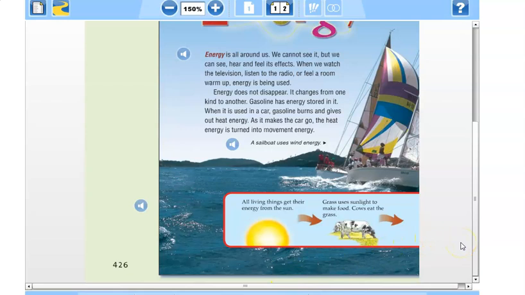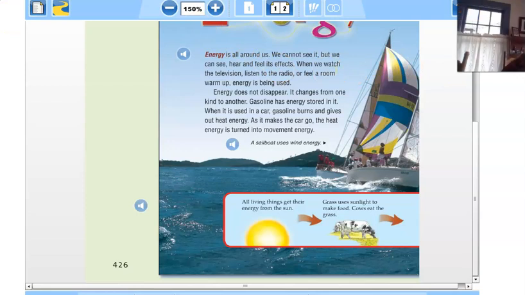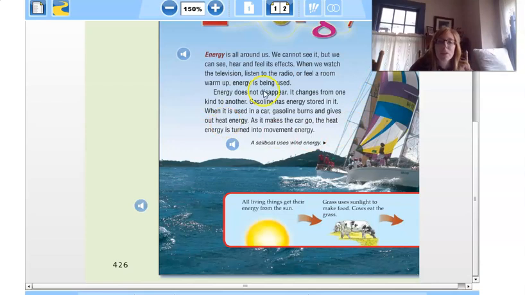All right, so we can make some inferences. So as a car goes faster, how does the amount of gasoline that it needs change? What do you know about cars and what you learned from the text? So hopefully you are seeing here that energy does not disappear. It changes from one kind to another. Gasoline has energy stored in it. When it's used in a car, gasoline burns and gives out heat energy. As it makes the car go, the heat energy is turned into movement energy.